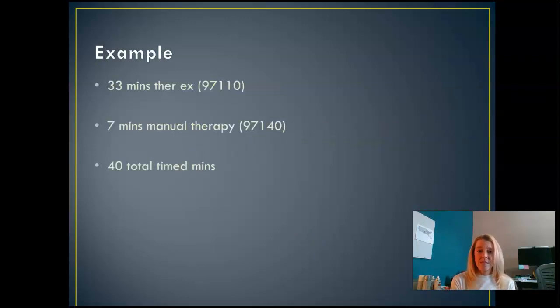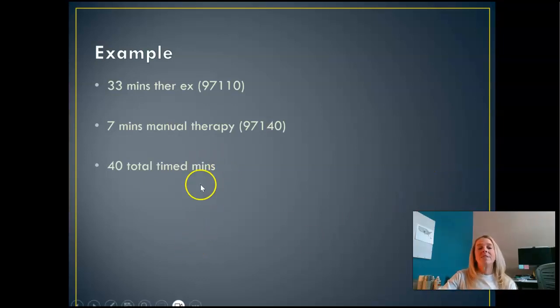Next example, 33 minutes of TheraX, 7 minutes of manual therapy. So we have a total of 40 minutes, which again is going to be 3 units of billing. The issue here with this one is that we only spent 7 minutes doing manual therapy, and we're talking about the 8-minute rule, which says we can't bill for anything that we didn't spend at least 8 minutes doing. So my advice to you here is that you were the one doing the manual therapy. Do the manual therapy for 1 minute longer. Get to the 8 minutes so that there isn't confusion with all this. But again, we have 40 total minutes to bill, which gives us 3 units.